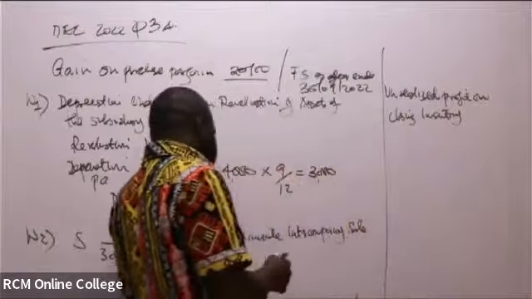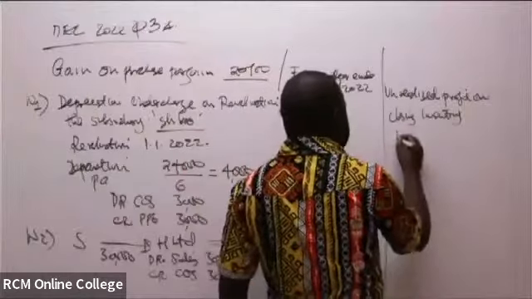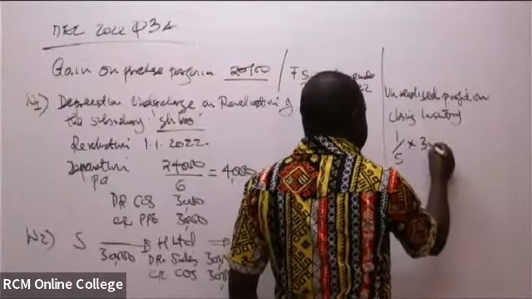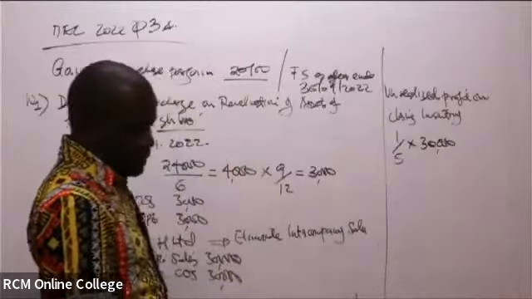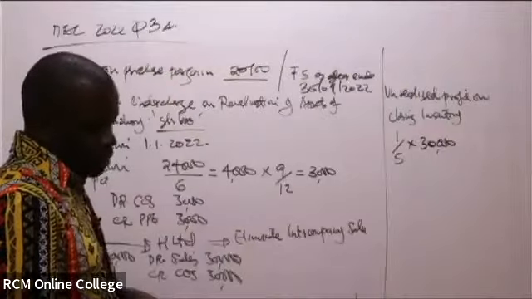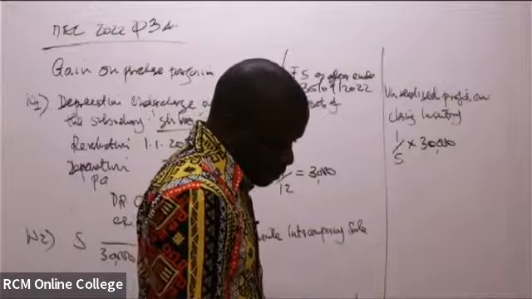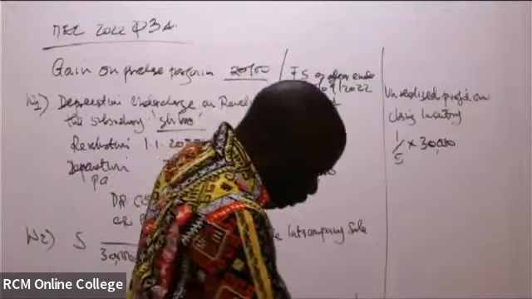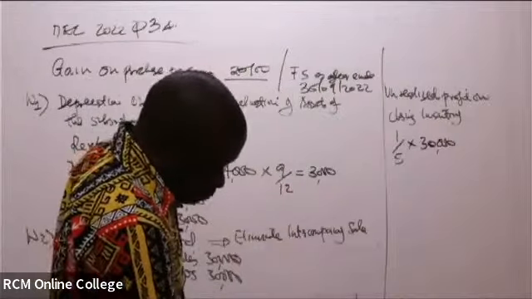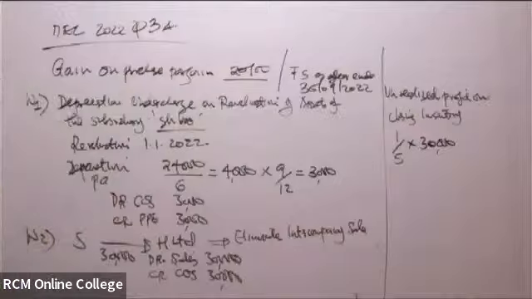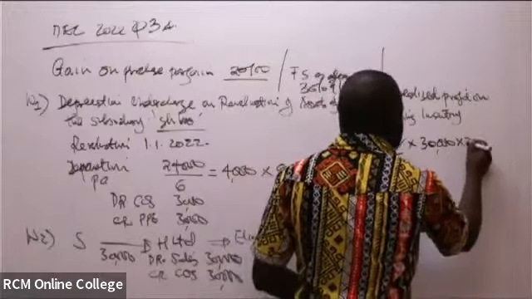Unrealized profit on closing inventory. So a fifth of these items are still in the closing stock. So we have in this case a fifth multiplied by the 30 million. Of course, in this case, they have already been able to give us the margin, 25%. So it means we'll multiply by 25%.